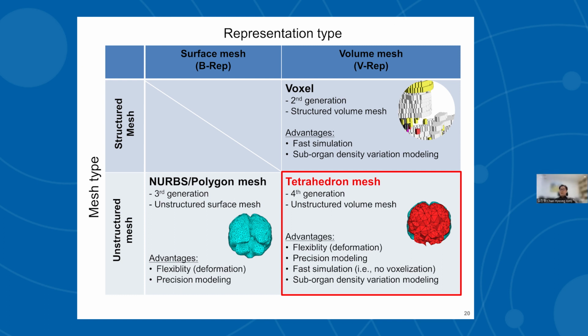That is, the geometry provides flexibility and precision modeling, which are the advantages of NURBS polygon mesh geometry, but also provides fast simulation and the capability of sub-organ density variation modeling, which are the advantages of voxel geometry. This is why we decided to use the tetrahedral mesh geometry for the new mesh type reference computational phantoms.